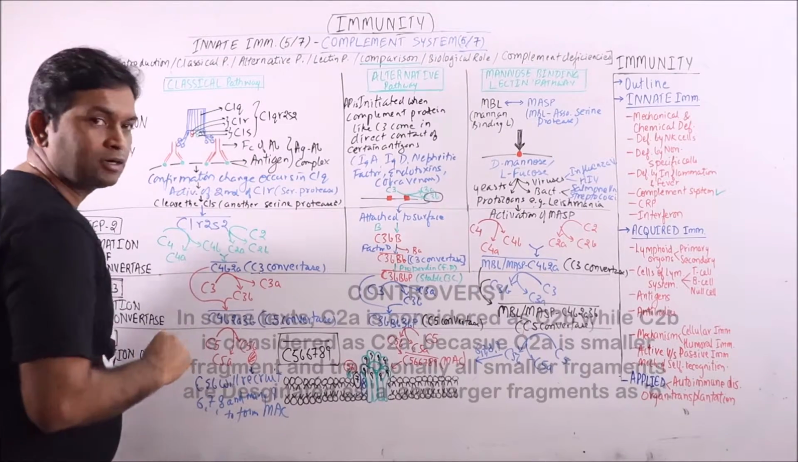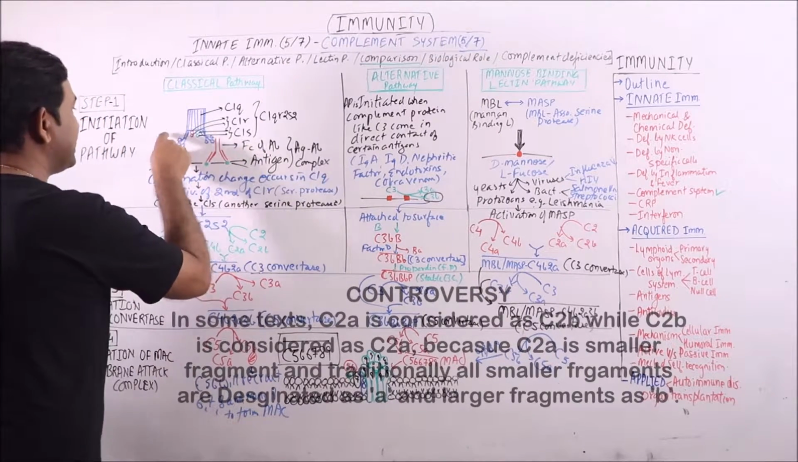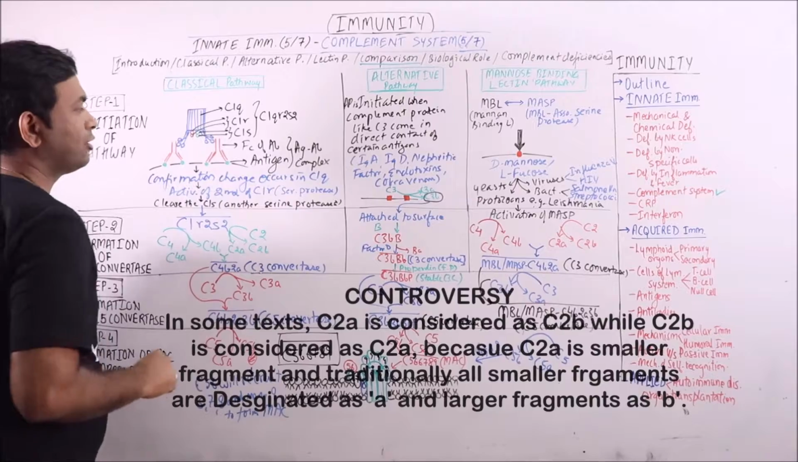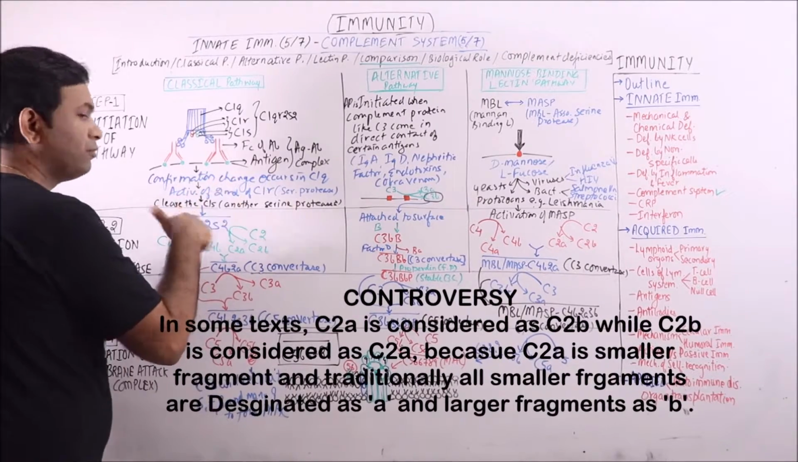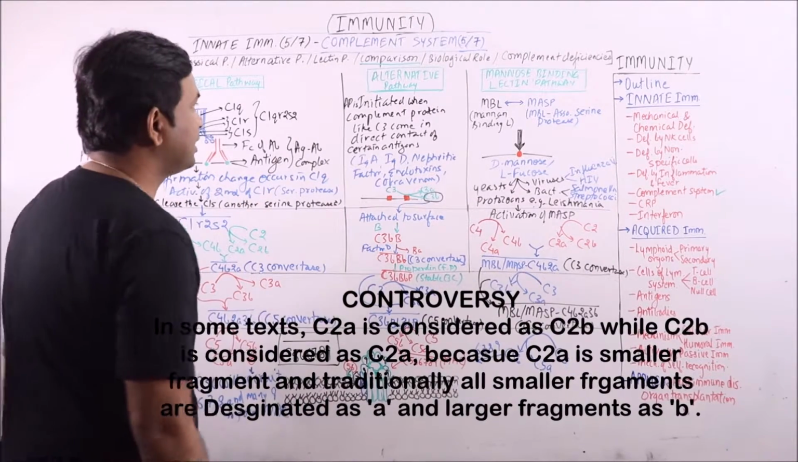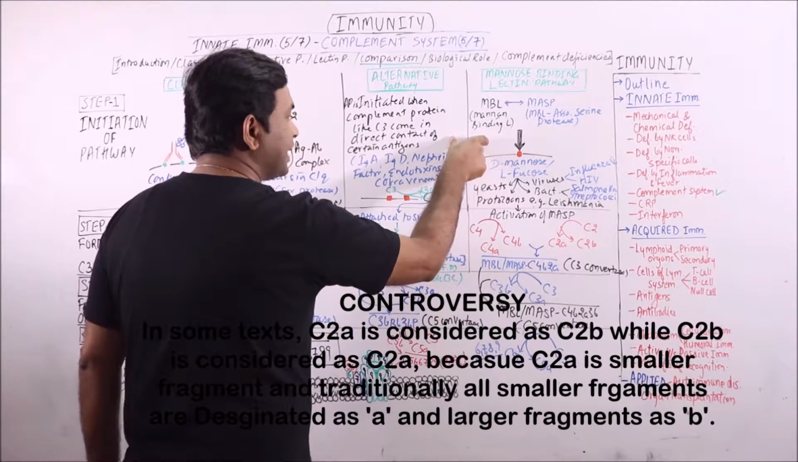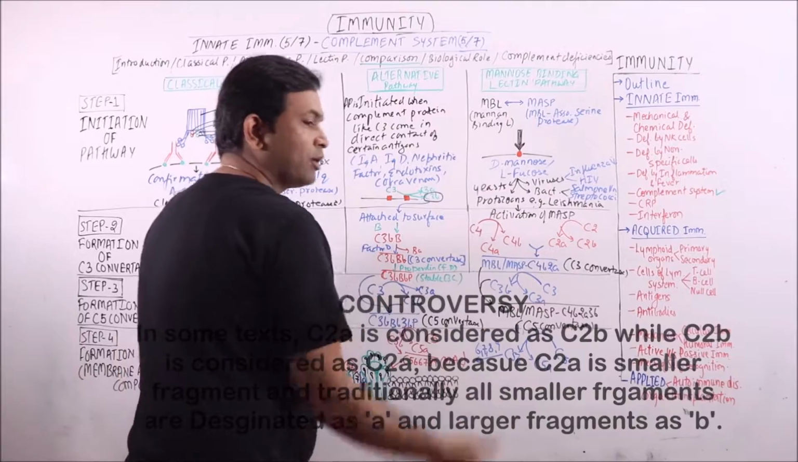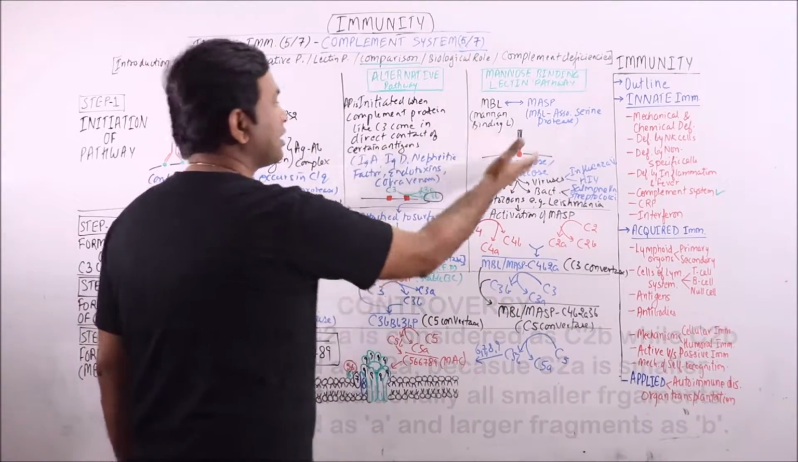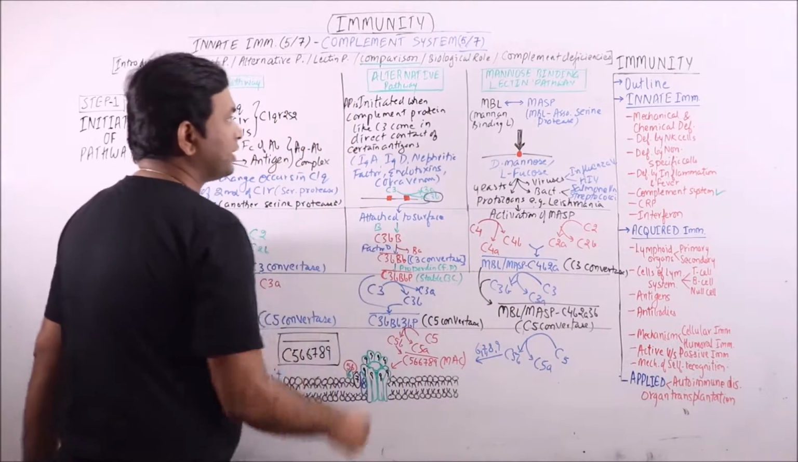This pathway is the part of acquired immunity because it can be activated only by the antigen or antibody complex which will be formed at least few days after acquiring the infection. But alternative pathway and mannose binding lectin pathway, these can be activated without formation of antibodies. So these are considered as the part of innate immunity.